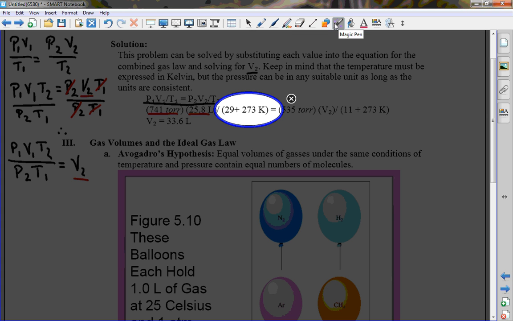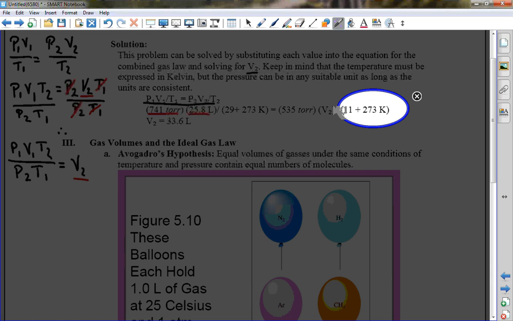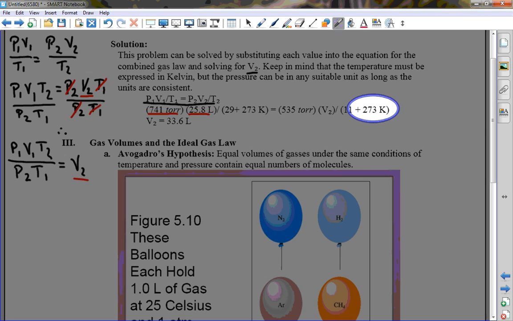In the problem, your temperature was given to you in Celsius. And if you recall, I told you all gases must be in the units of Kelvin. So you have to convert that temperature in Celsius into Kelvin. You just add 273. You can do this in the problem, or you can do it separately and then put it in. Either way. But you're also doing it for your second temperature. Important points to catch.